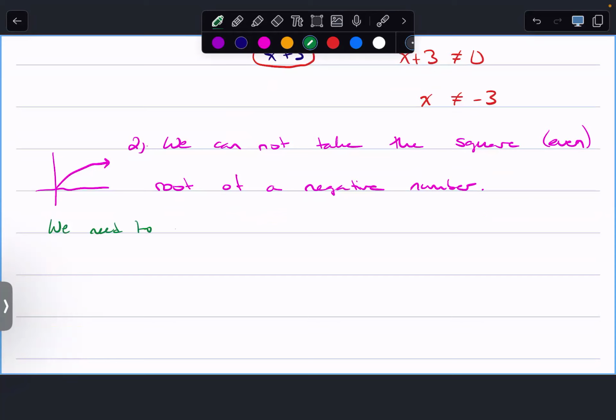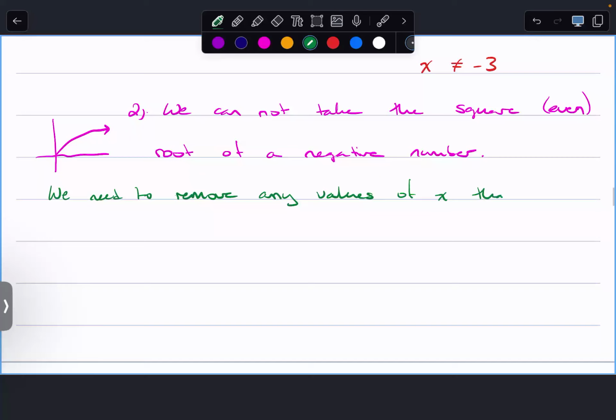And so we need to remove any values of x that yield a negative number. Usually what we end up doing is, instead of talking about extracting them, so the thing in the square root can't be negative, instead we're going to talk about the ones that we keep.